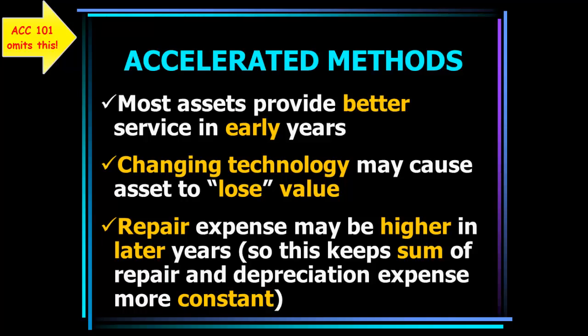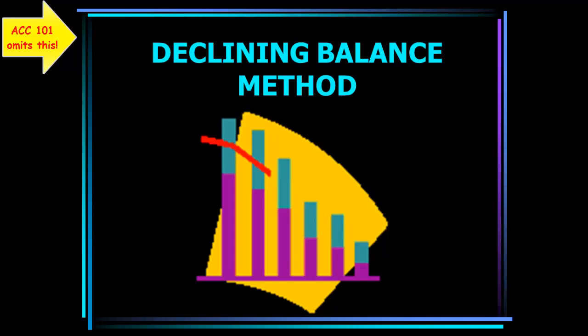an accelerated method. If we use an accelerated method, in the early years of the asset's life, we're going to have a lot of depreciation expense. Now, in the early years of my asset life, I should have very little repair expense, hopefully, right? In the later years of the asset's life, we're going to have very little depreciation expense, but if you've got an old vehicle, you've got a lot of repair expense. So the sum of depreciation plus repair expense stays fairly constant over time if you use an accelerated method. So those are just conceptual reasons why we might choose to use an accelerated method.